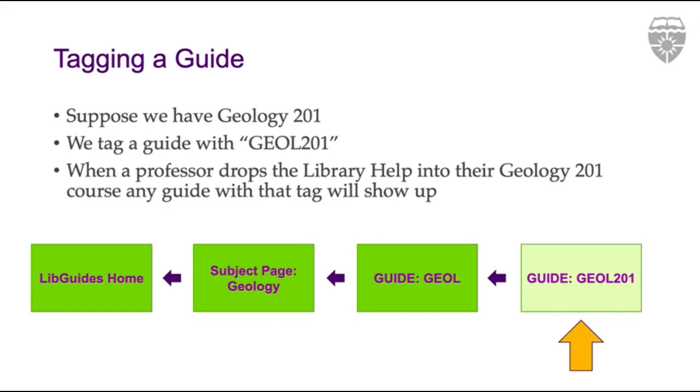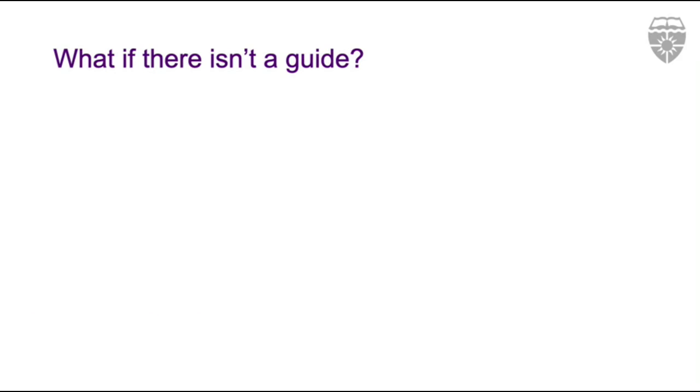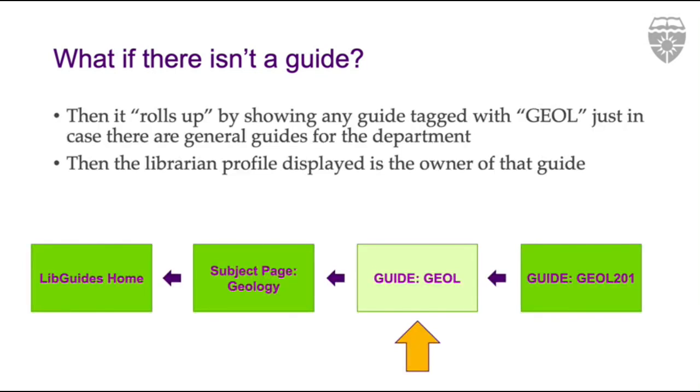So if we have Geology 201, we can take a guide with Geology 201, and when a professor drag-and-drops library help into their course, it finds it. Now, if there's not a guide for Geology 201, but there's a guide for geology, it'll find that. It strips off 201 and just goes, hey, the department is geology.